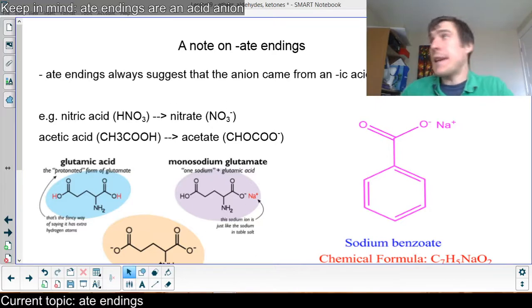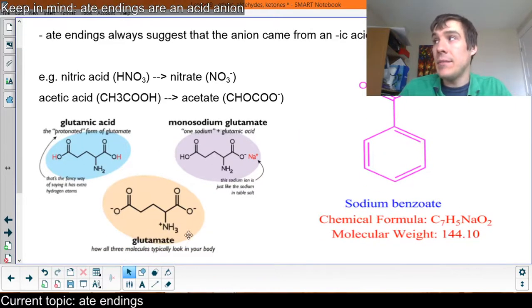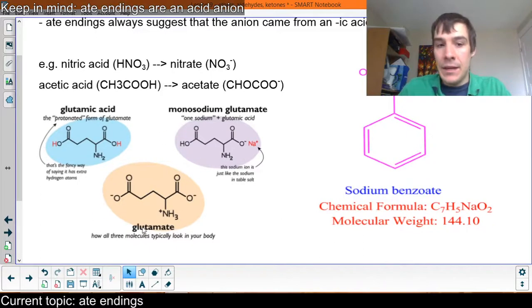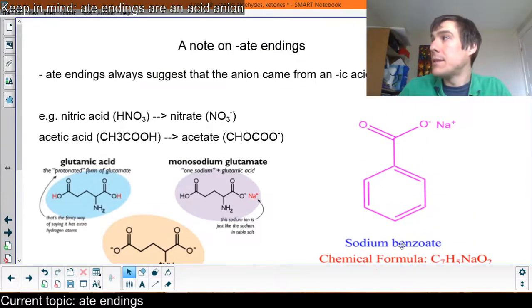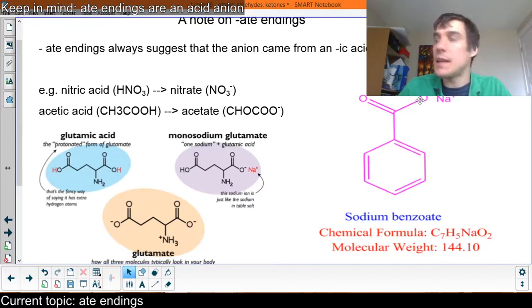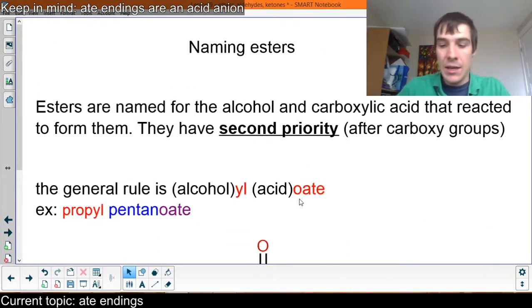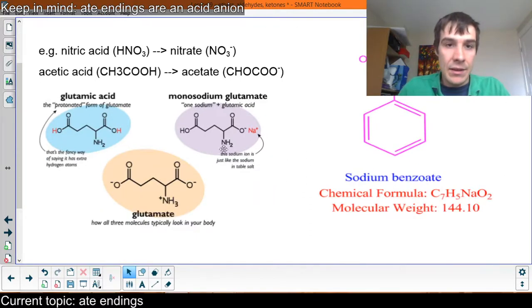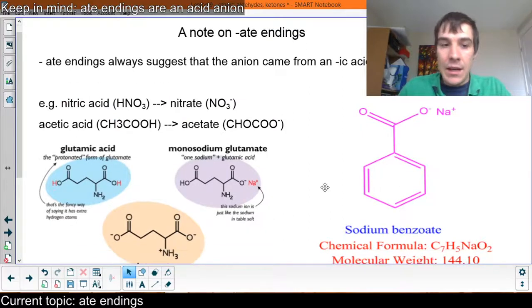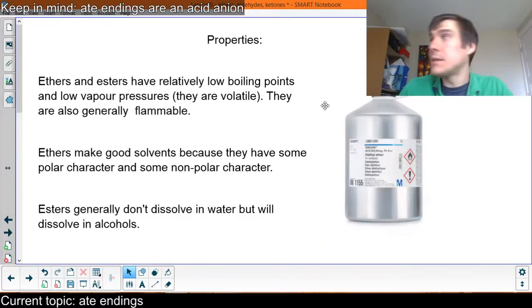Next part was just a quick note on -ate endings. -ate endings suggest that it's an anion that came from an -ic acid. So nitric acid makes nitrate, acetic acid makes acetate, glutamic acid here makes glutamate. You might have heard of monosodium glutamate, right? Or benzoate, which is benzoic acid, benzene with a carboxylic acid, but it's an anion of benzoic acid. So that's where the -ate comes from in naming esters. It's just saying that that's where the acid came from. So you can think of nitrate with nitric acid and stuff like that. So that's -ate endings. And then some properties.